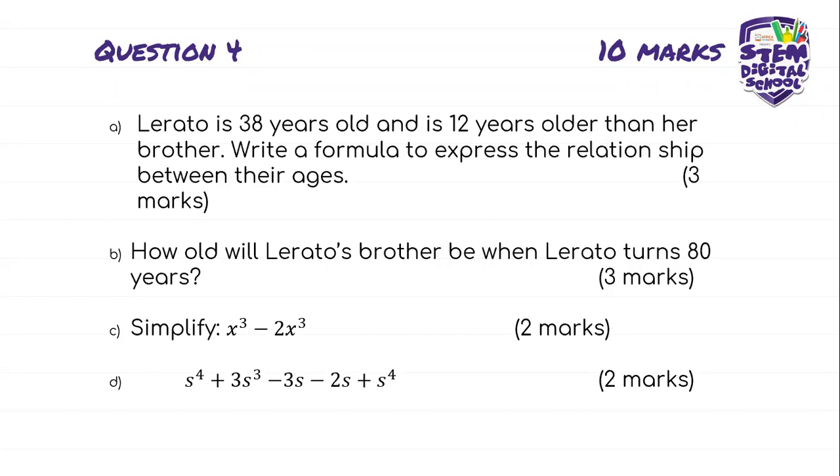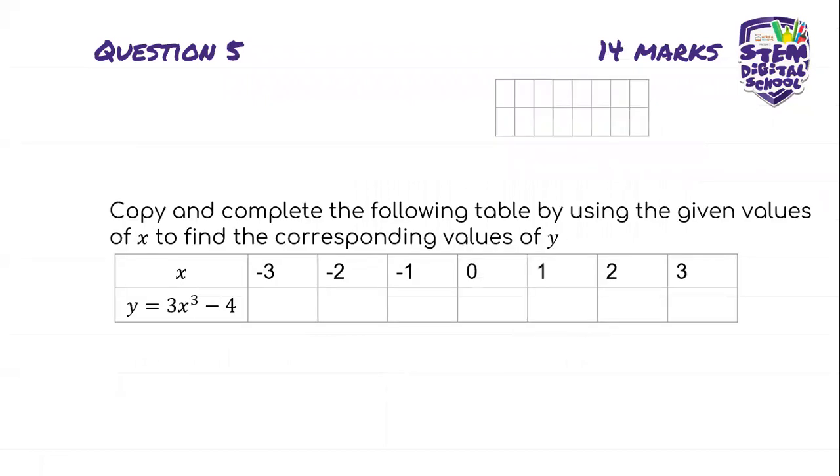The next one is to collect the like terms. You can see as well, we have negative 3s minus 2s, and this gives us minus 5s. So if you have calculated correctly, you should be able to come up with the following answer here: 2s to the power 4 plus 3s to the power 3 minus 5s. And the last one clearly was just to complete the table. We have done this many times.